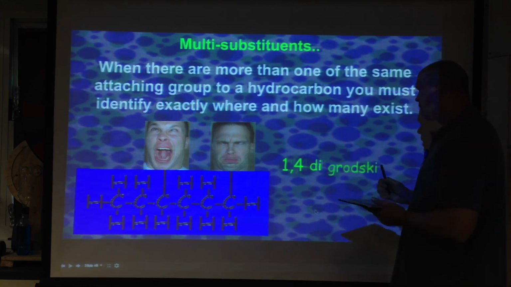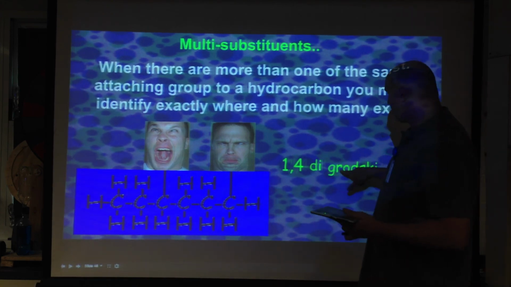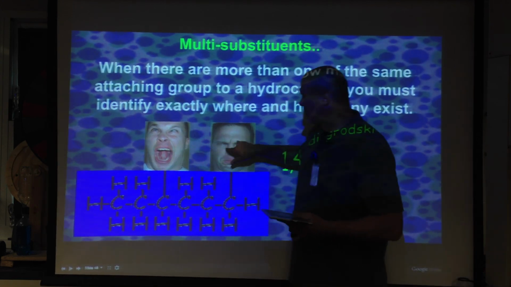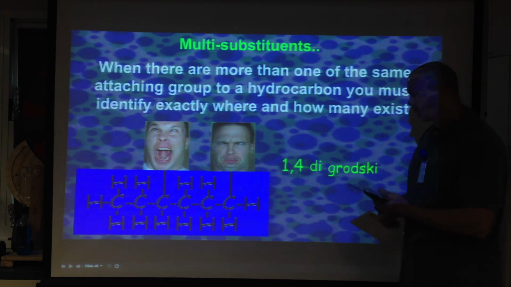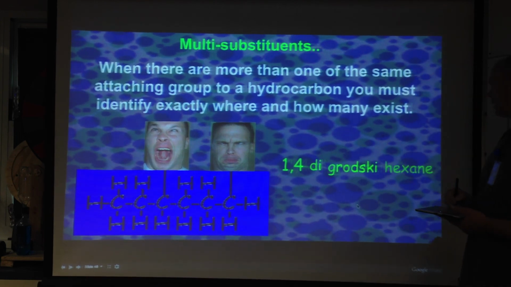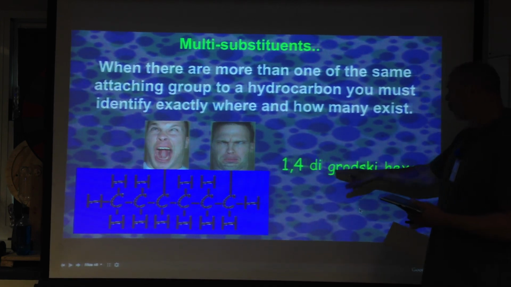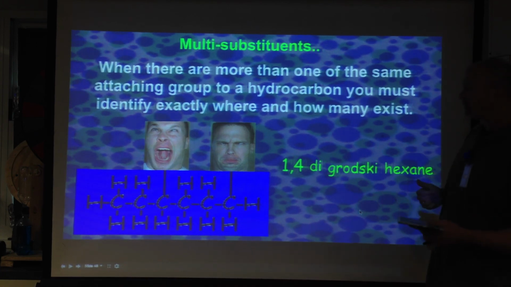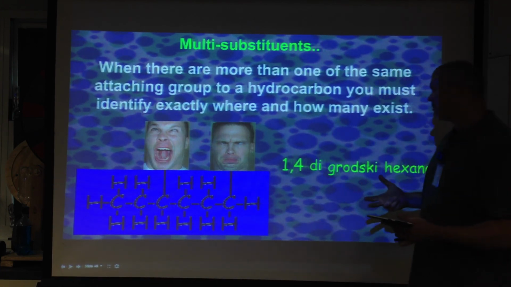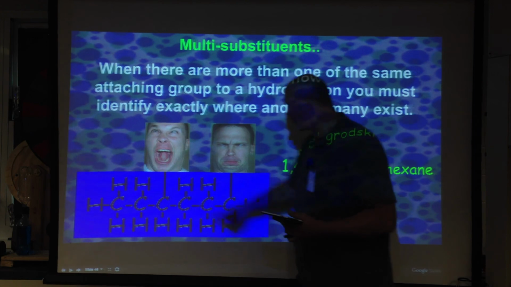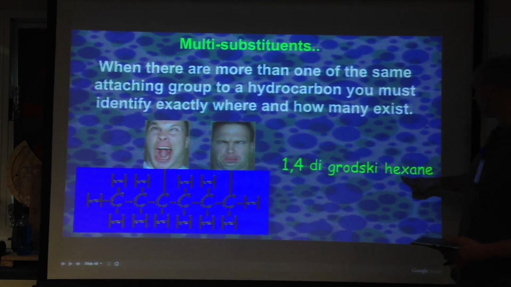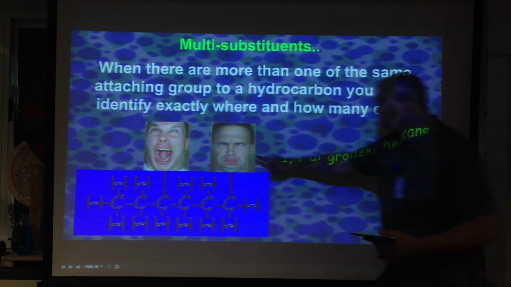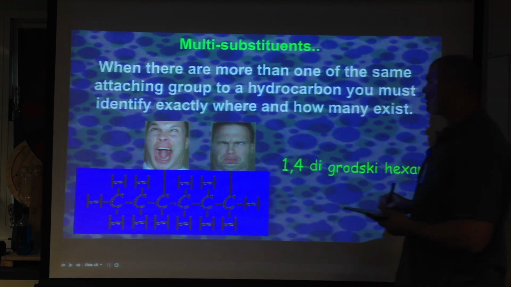And then we say di-Grodzki because this is the name of the same group. They're both Grodzkis. I know they look a little different. But 1,4-di-Grodzki, and that would be hexane. So 1,4-di-Grodzki hexane. What does that mean? It means on the 1st and the 4th carbon of my hex 6-carbon molecule that's single bonded, I've got Grodzkis. Okay? So let's try some.